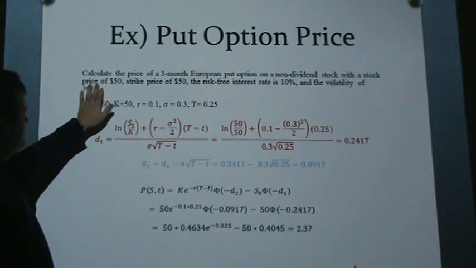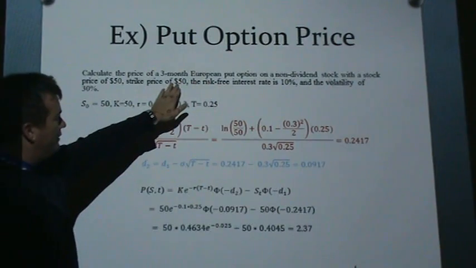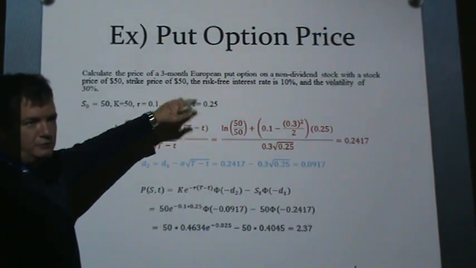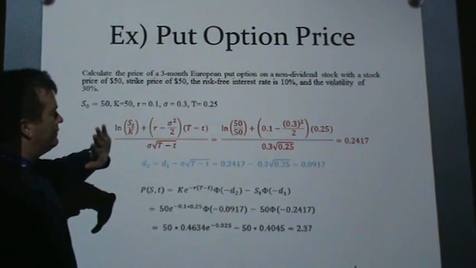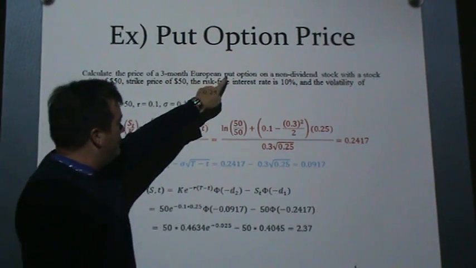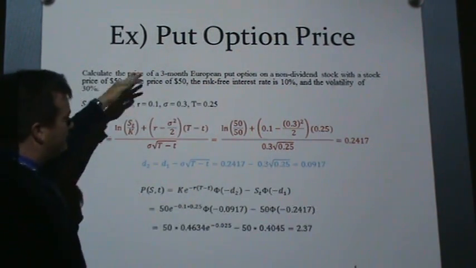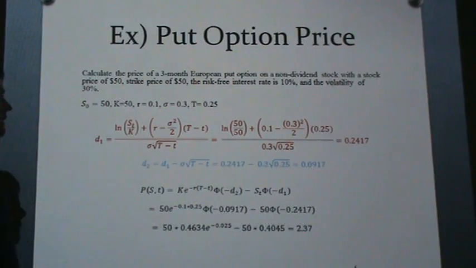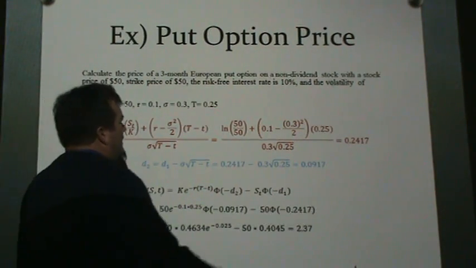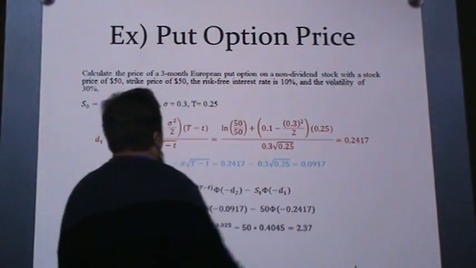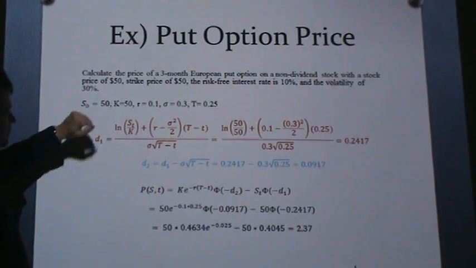The price of the stock is $50, and the strike price is $50, which means it's at the money. It's not in the money yet. Since it's a put option, if the stock price started dropping, we would start being in the money for this put option. The risk-free interest rate is 10%, and the volatility of the stock is 30%.